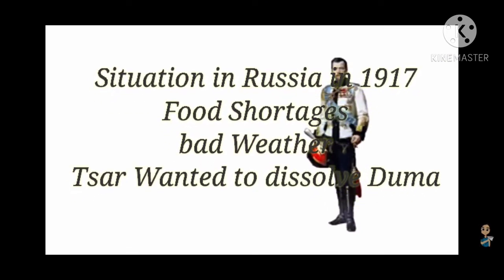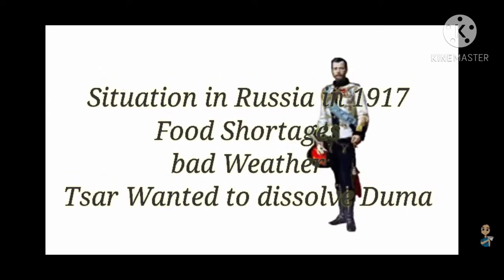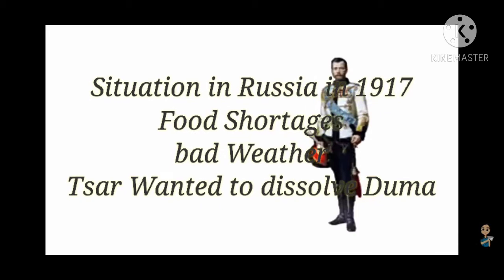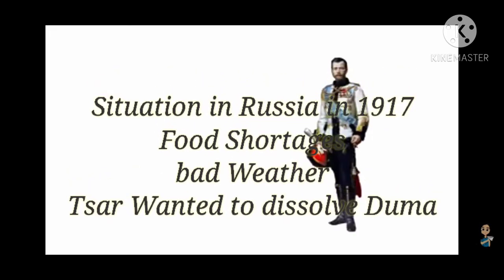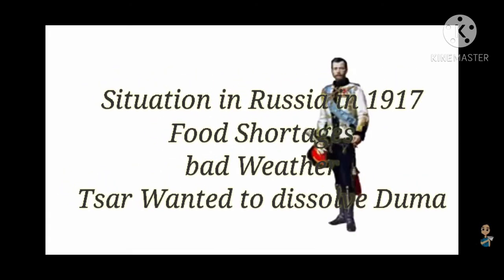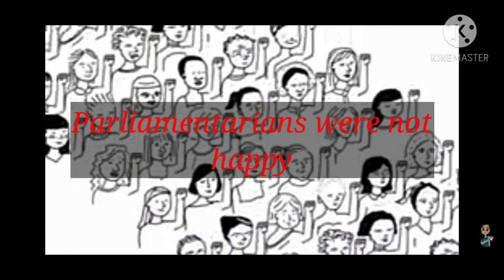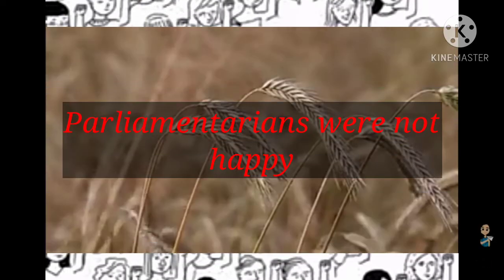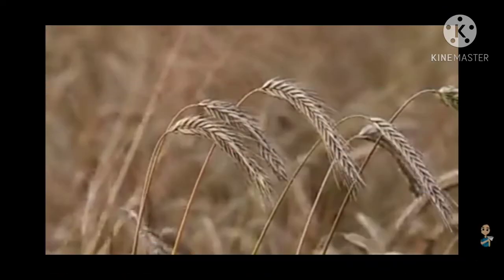People were suffering from food shortages. The weather condition was very bad. It was very cold, okay? And the Tsar had a desire to dissolve the Duma, and the parliamentarians were not happy with this. All these reasons gave a fertile ground for revolution in Russia. The first revolution, that was the February Revolution.